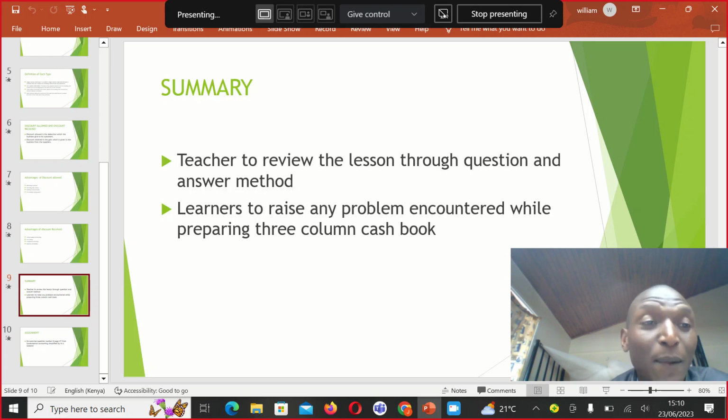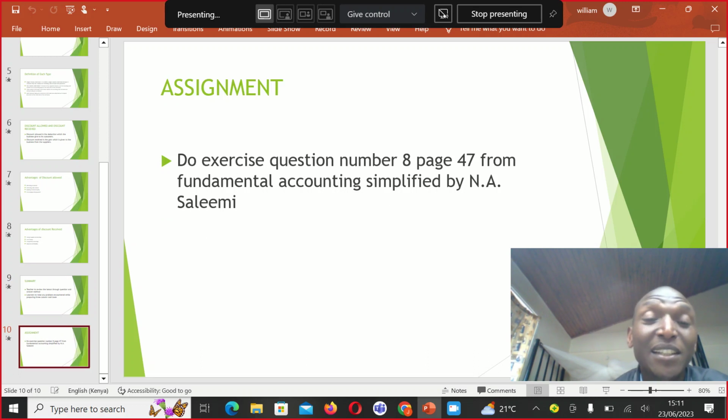We have learned about the types of cash book. That is the single column, the 2-column cash book, and the 3-column cash book. Very good. Do we have any problem on how we record the transactions in the cash book? Silent means that everything is okay.